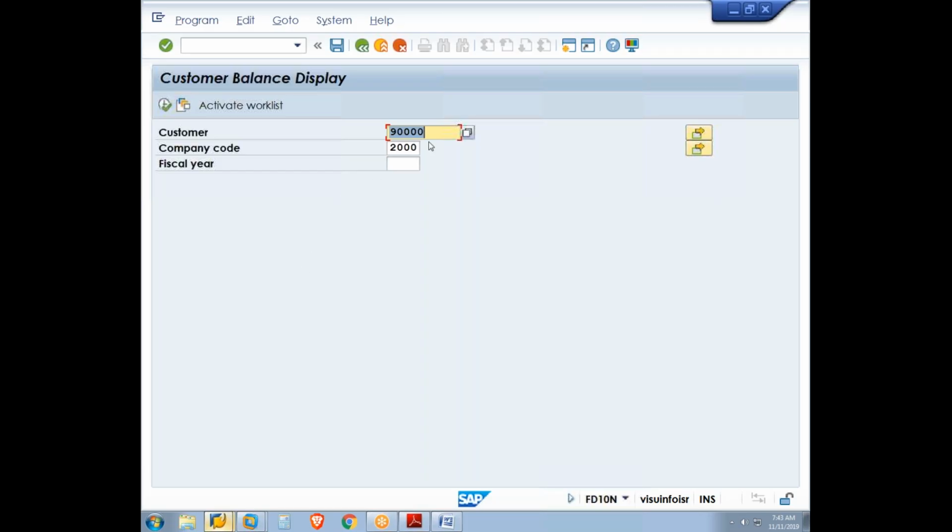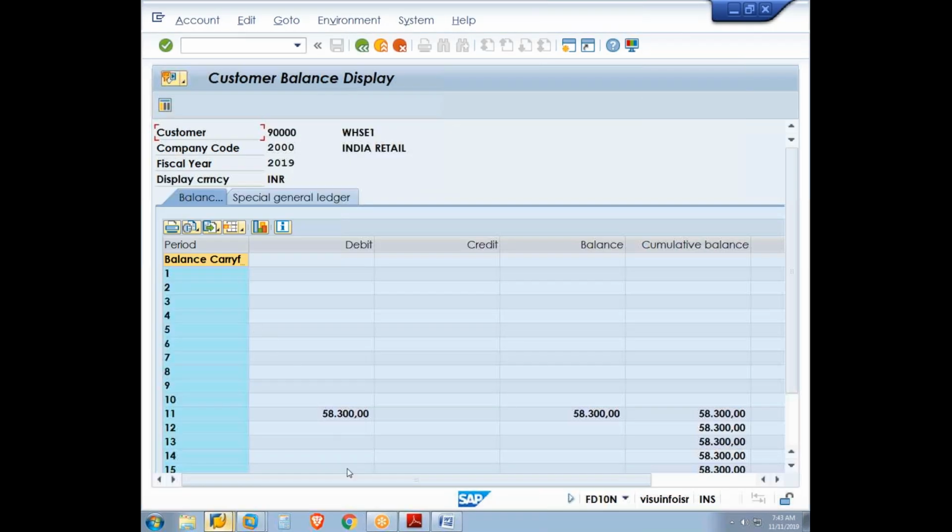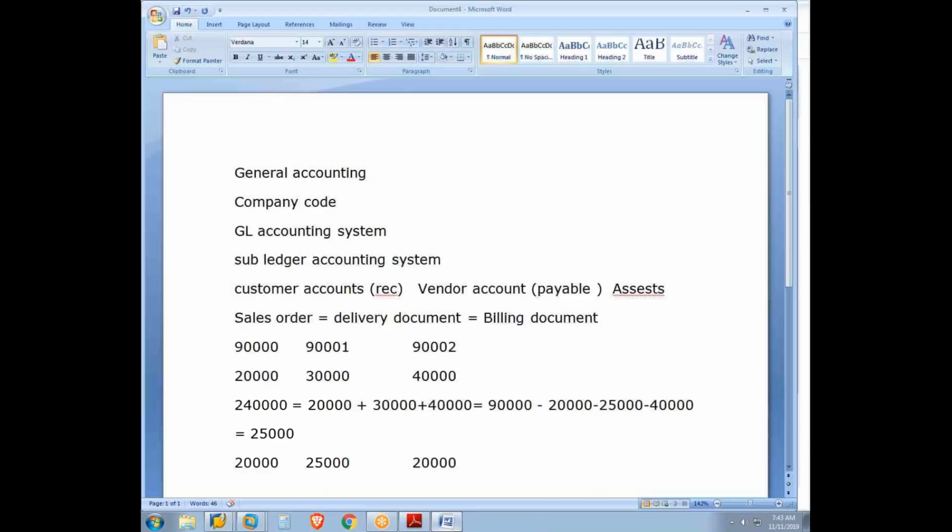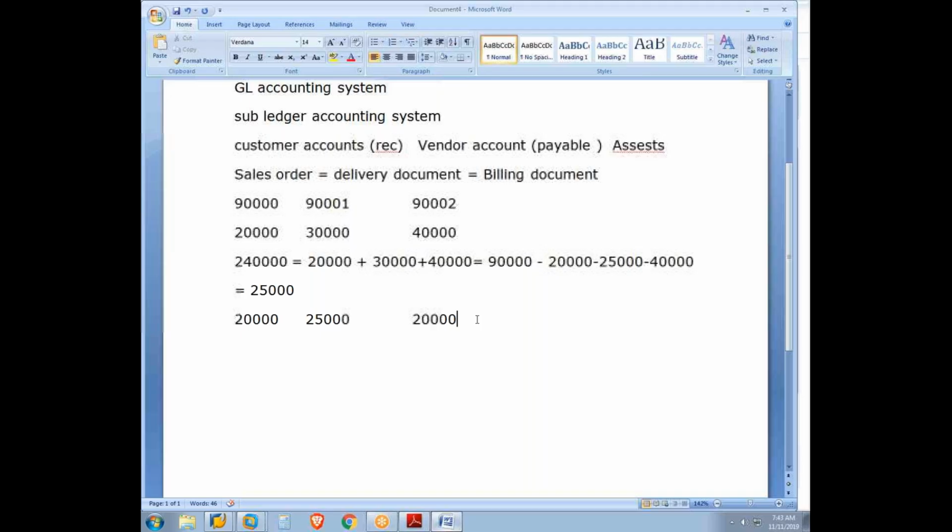Here 90,000 is acting as an account by itself, and we are posting the financial accounting data into the company code, which is 2000, and let's say the fiscal year is 2019. And then if you see the data, it will show the account balance. Basically, every account is acting like a T. It is like a T structure. Every account is acting like a T structure.